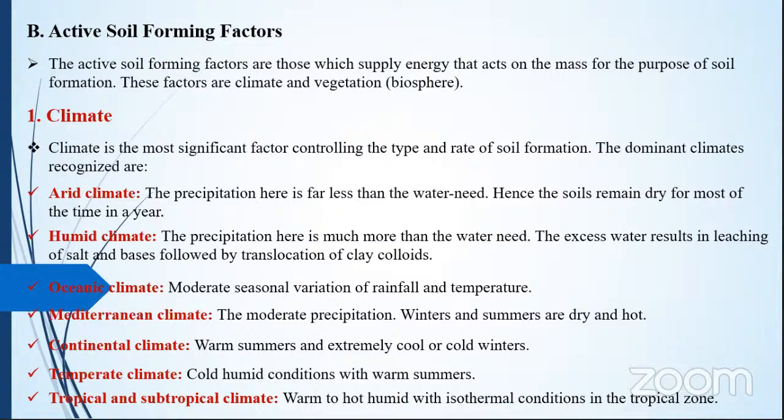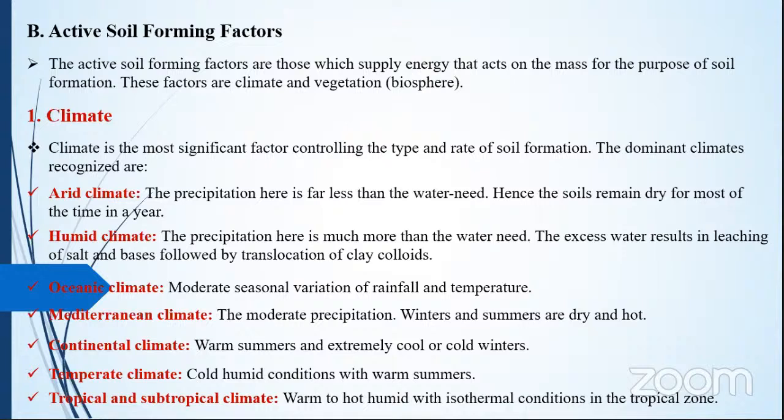Arid climate, humid climate, oceanic climate, Mediterranean climate, continental climate, temperate climate. Especially in arid climate, the precipitation is far less than the water needed. Naturally, the water available is very little. The soil will remain dry for most of the year due to the lack of precipitation. So naturally, if water is very little, the reaction is also very little.